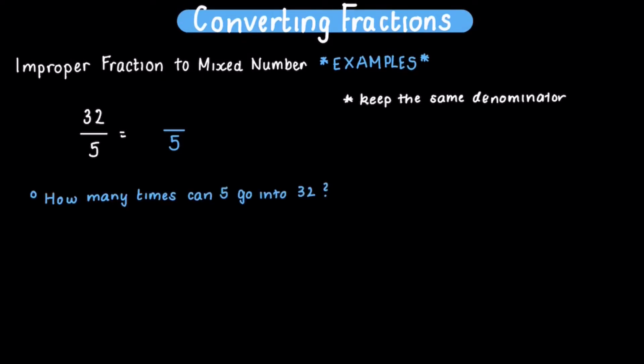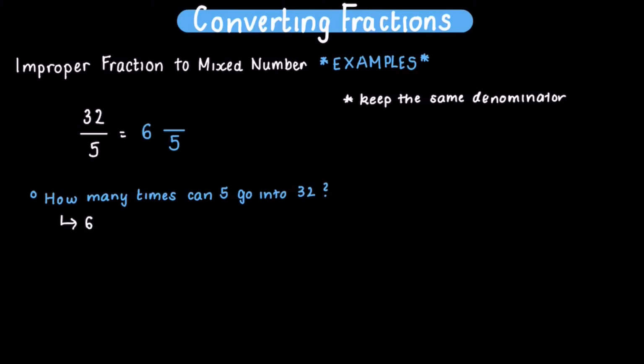So then the second question you ask yourself is, how many times can the denominator go into the numerator? In our case, it's how many times can 5 go into 32? And if you know your timetables, you know that 6 times 5 gives us 30. So that is the closest we can get to 32.